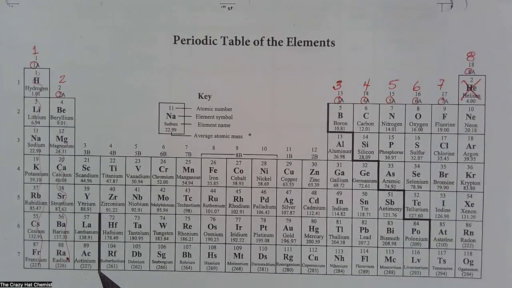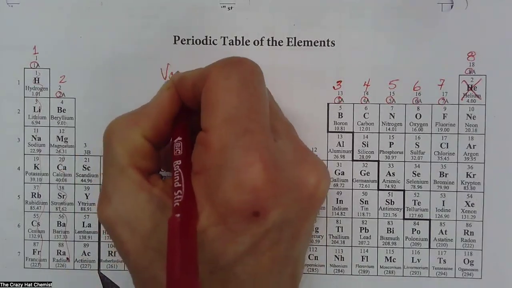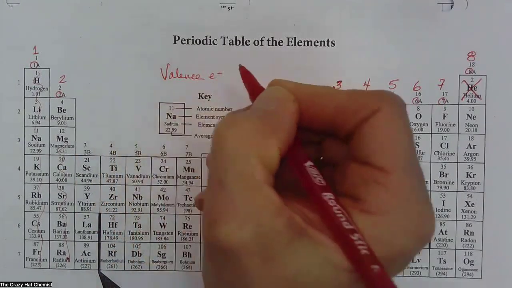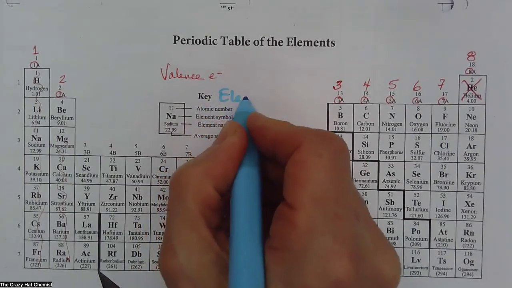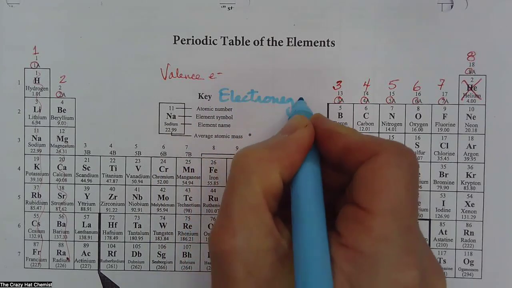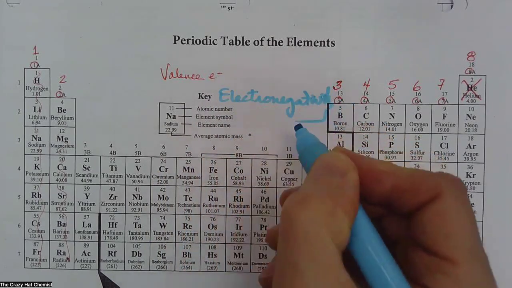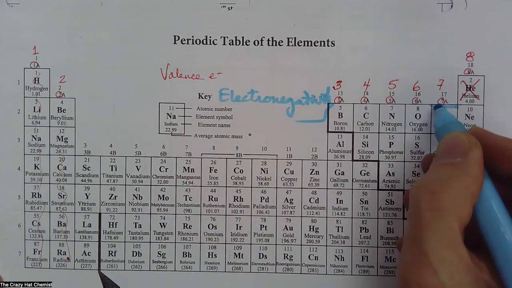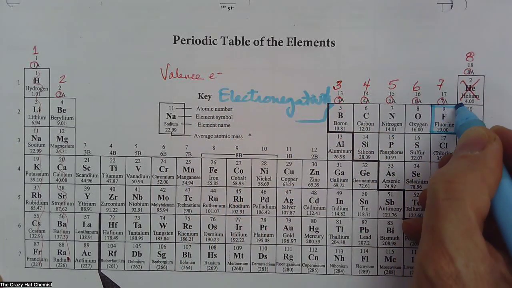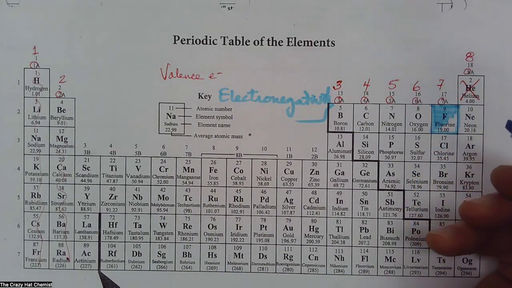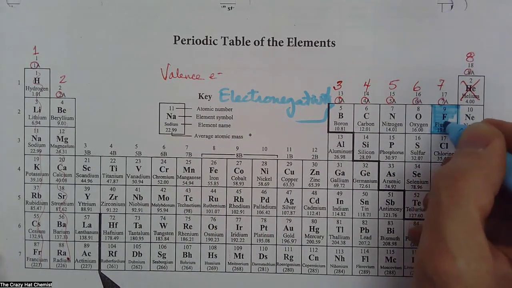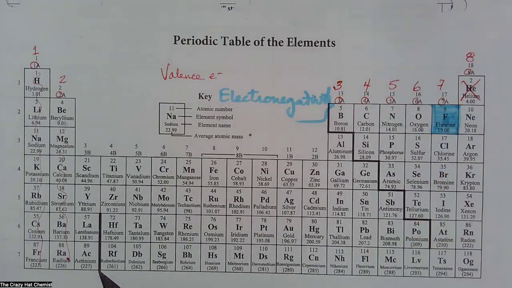The other thing that you need here is the following. You need to know what the most electronegative element is. So I'm just going to write valence electrons in red, and electronegativity. What is the most electronegative element? That would be this element right here, and that is fluorine. Fluorine is the most electronegative element there is.